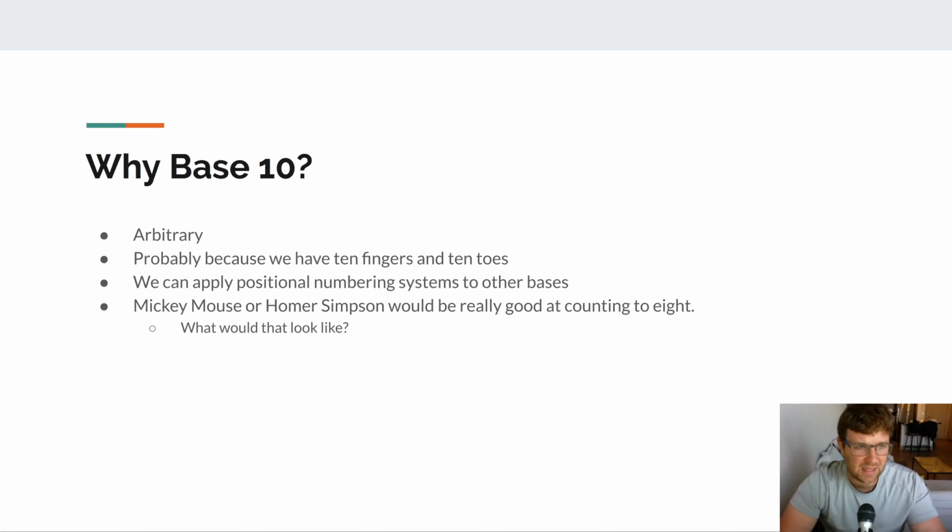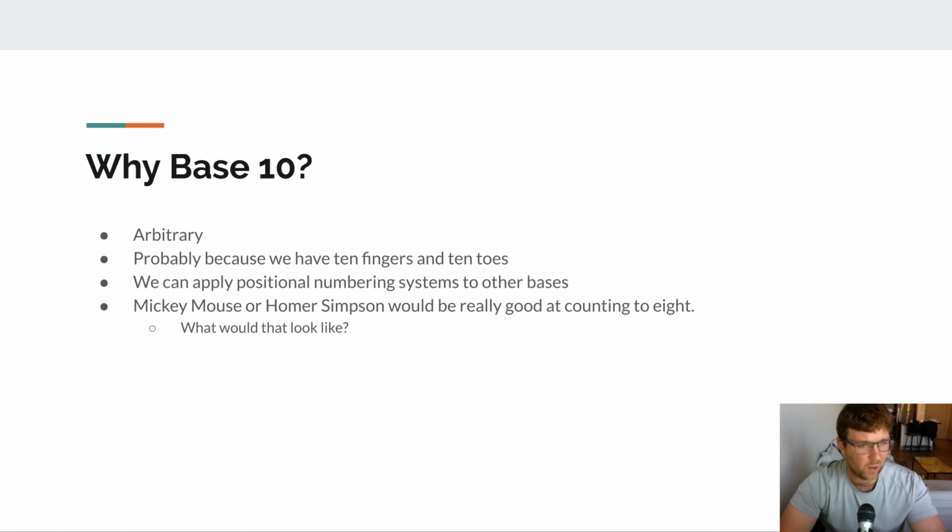One question people ask is, why base 10? It's arbitrary, meaning it didn't have to be base 10, and it doesn't have to be base 10. Some people say it's probably because we have 10 fingers and 10 toes, so humans are really good at counting to 10. Although I think I remember the Mayan numbering system was base 20. I learned that a while ago, but I'm pretty sure that's how it goes. So it's not just that all humans forever have always used base 10.